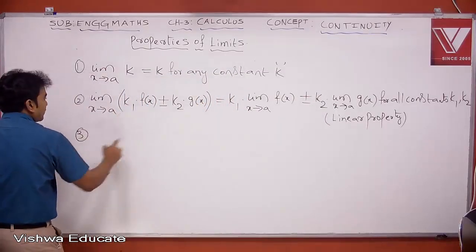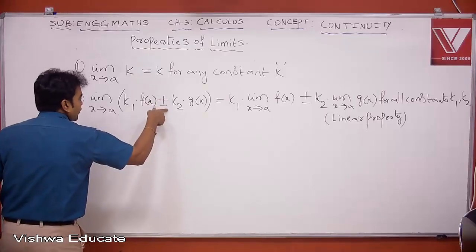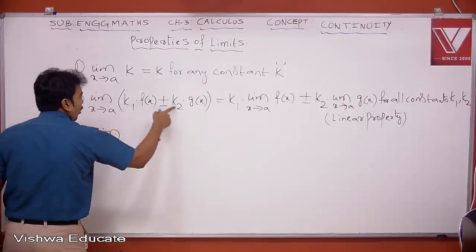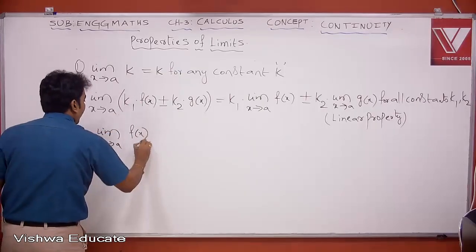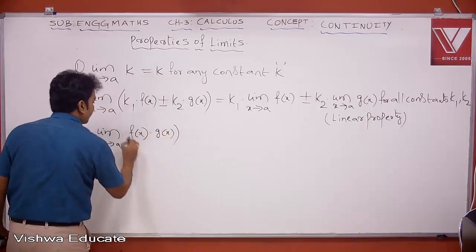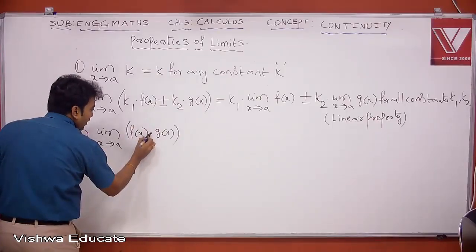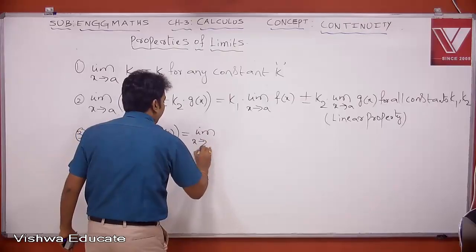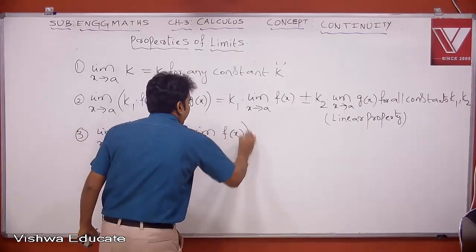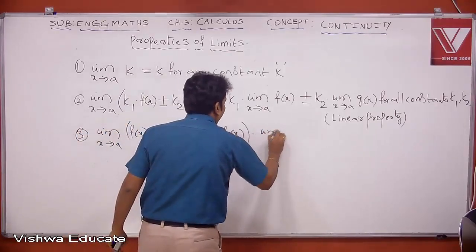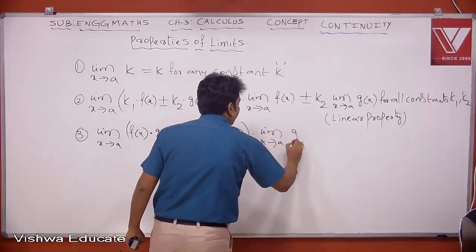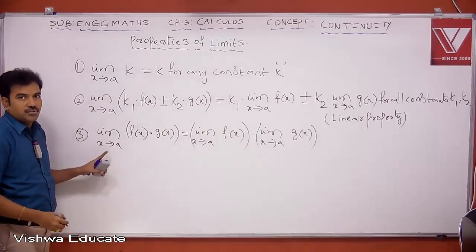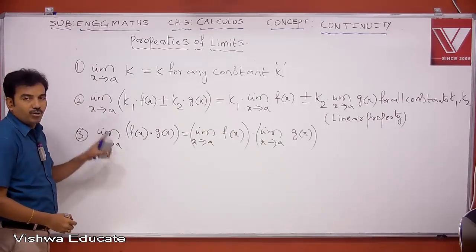Now property 3. Here between two functions we have either plus or minus. Now replace plus or minus by dot, and skip the constants. So limit x tends to a f of x dot g of x. Between two functions we have a multiplication symbol, dot. Therefore this is nothing but limit x tends to a f of x, dot, which is multiplication, limit x tends to a g of x. So these are the basic properties of limits. Note these points.